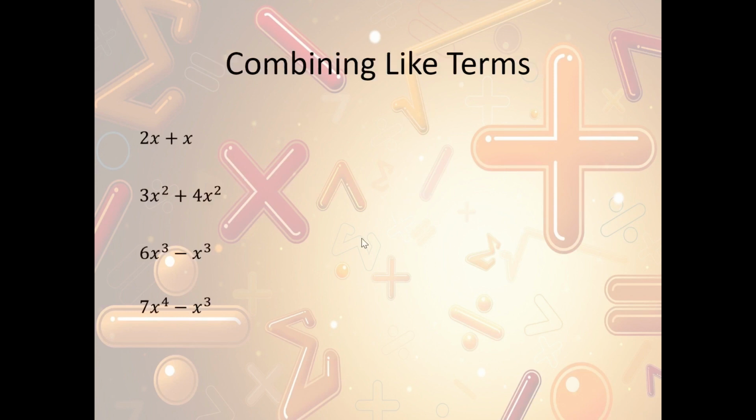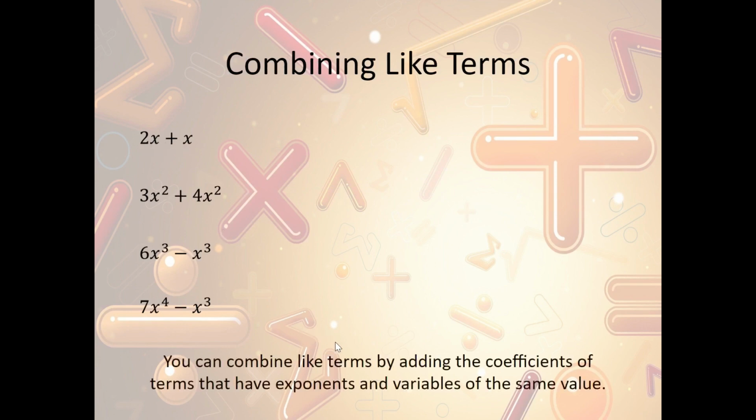Now, combining like terms, if we look at this, we're going to combine like terms, and the rule is, in order to combine like terms, they have to have the same exponents and same variables. And if they do, we're going to add the coefficients. So for instance, we have 2x and x. Well, they're both x's, so they have the same variables, and they have the same power, same exponent. Really, it's imaginary exponent of 1. So we can just add these. 2x plus x is 3x.